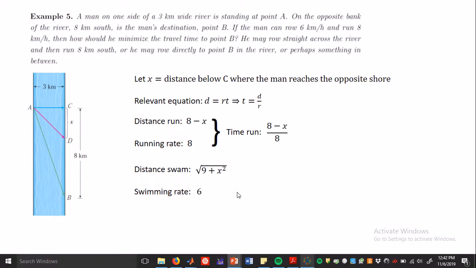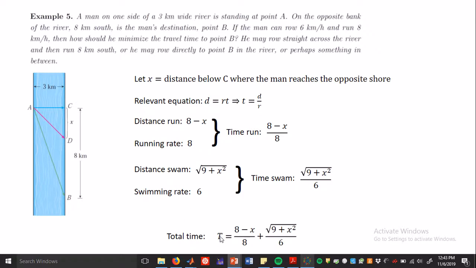And just as above, with these two things together, I can figure out how long it takes for me to swim or row, which is distance over rate, which is root 9 plus x squared over 6. Okay, so there's a lot of pre-work, but altogether it gives us a lot of useful information, namely, the total time it takes for me to go from A to B is the sum of the times it takes me to go across and run down.